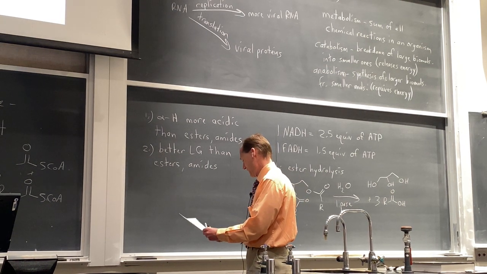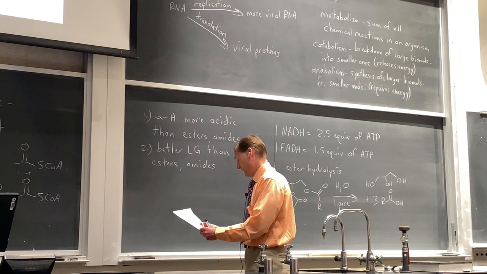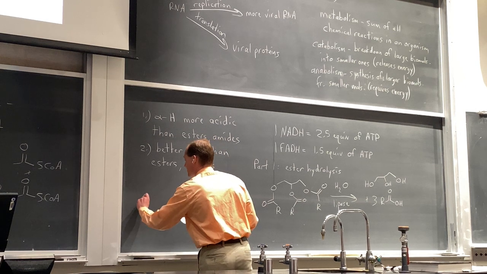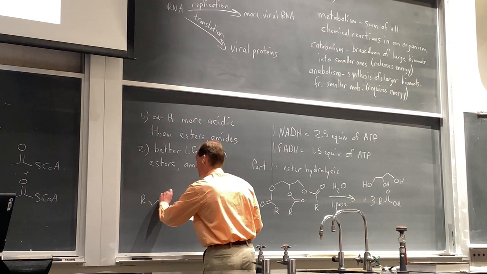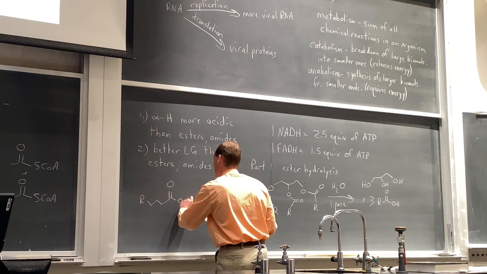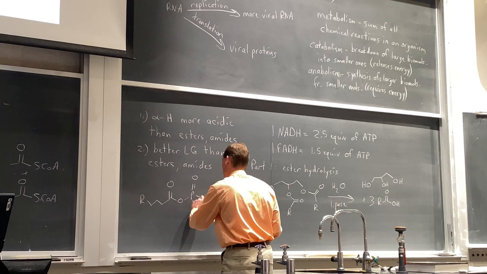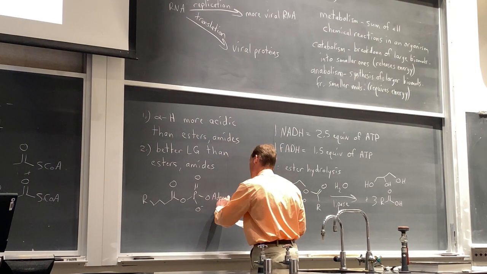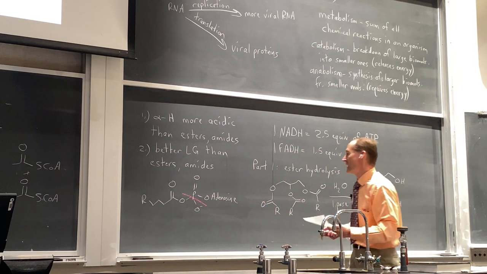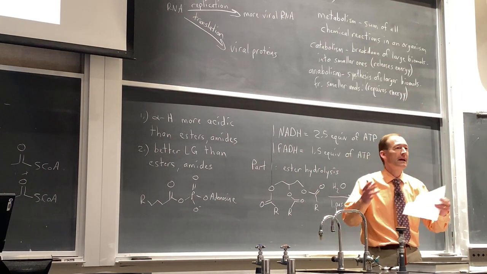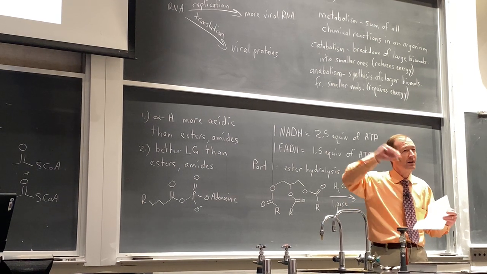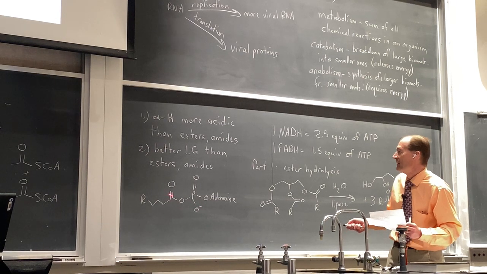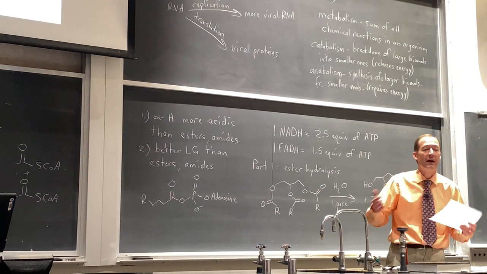The thioester is made by using an acyl phosphate. So this carboxylic acid gets turned into an acyl phosphate. And it's going to be, we'll just write adenosine here. It's an adenosine monophosphate. So this carboxylic acid reacts with ATP, knocking off the diphosphate of ATP and giving an acyl adenosine monophosphate. And then that reacts with coenzyme A to make that thioester.